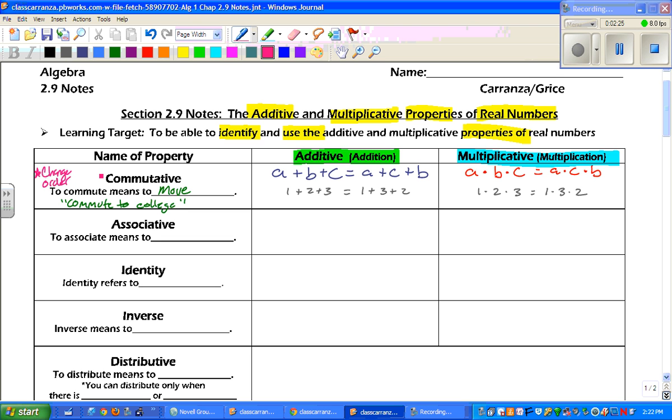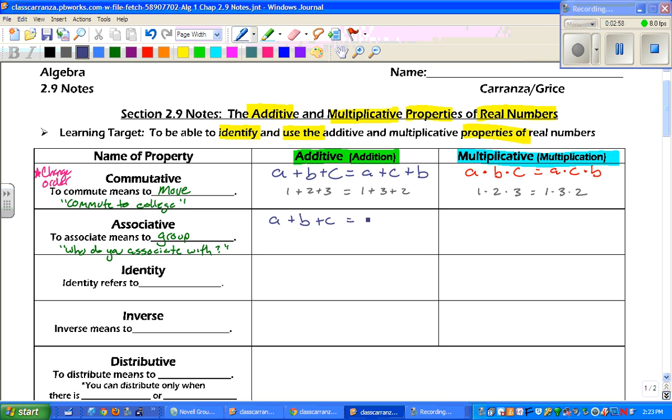All right, the next property we're going to be talking about is the associative property. To associate means to group. You might hear, who do you associate with? Or who are your friends? Who do you hang out with? When you're using the associative property, you're grouping things.